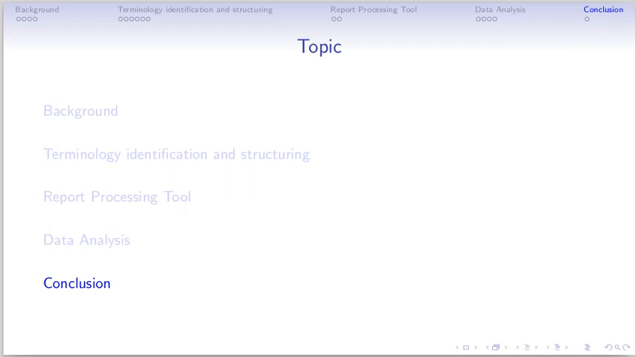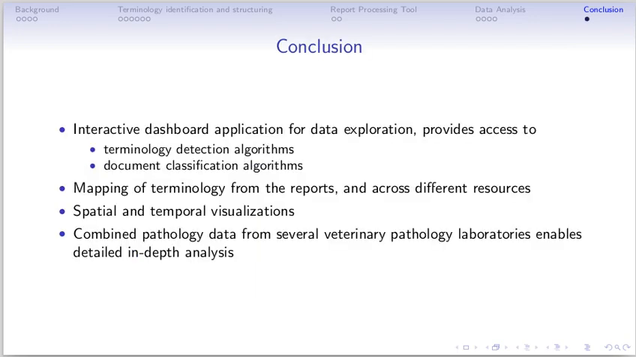Now we move to the conclusion. I have presented some of the results of an ongoing collaboration between the Vetsuisse Faculty of the University of Bern and the Institute of Computational Linguistics of the University of Zurich. We have created tools that enable a domain expert to efficiently process hundreds of reports, detect relevant domain terminology, and classify them according to predefined disease categories.